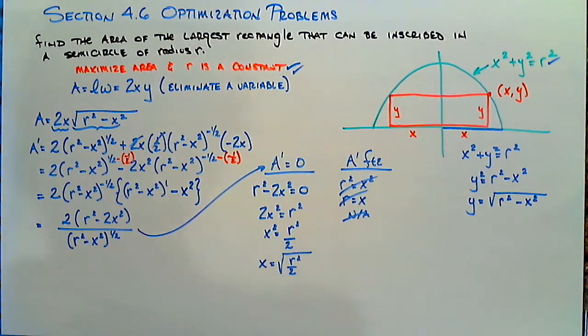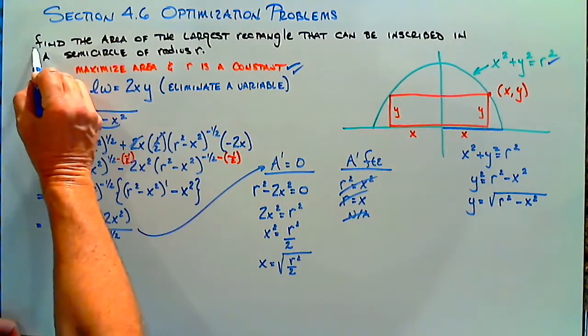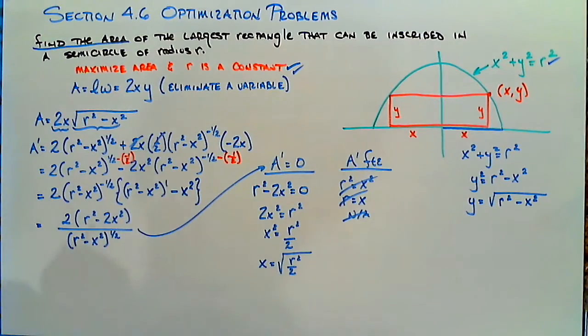Now, the problem did say, though, right? The problem did say find the area, right? That's what we were asked to do, find the area. We should probably do that, right? We haven't done that yet. All we found is the radius. So how are we going to find the area of this rectangle?